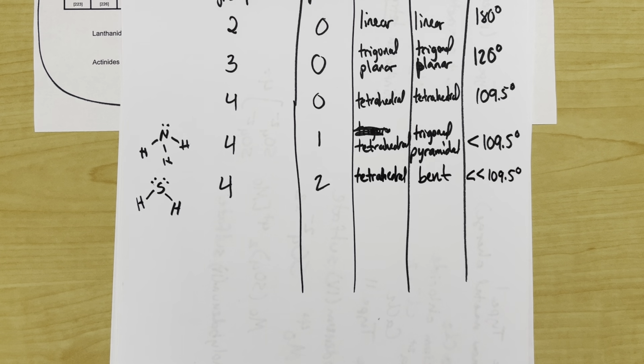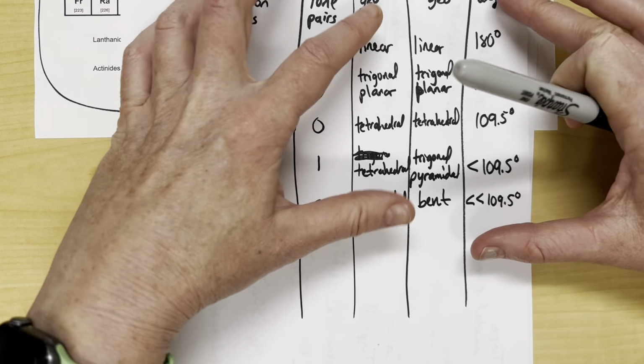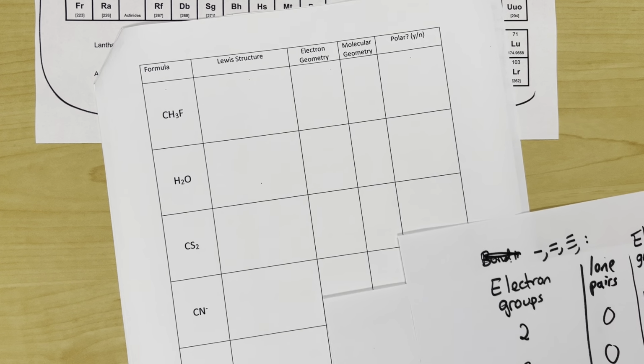All right, so we're going to use this once we build Lewis structures. We're going to use the electron groups and the lone pairs to figure this information out. Well, let's do it.